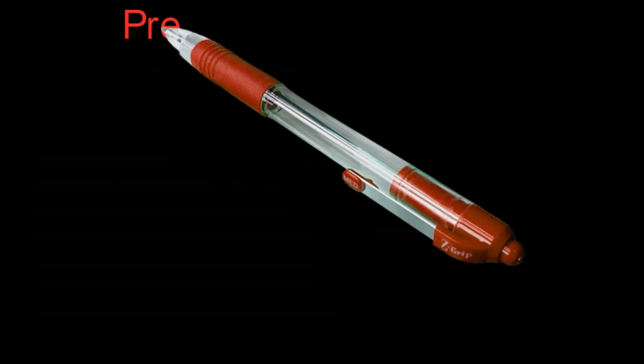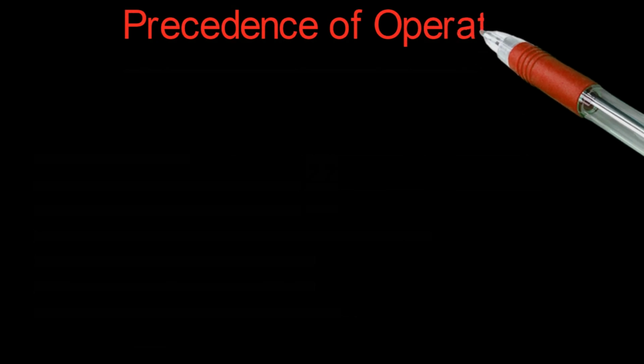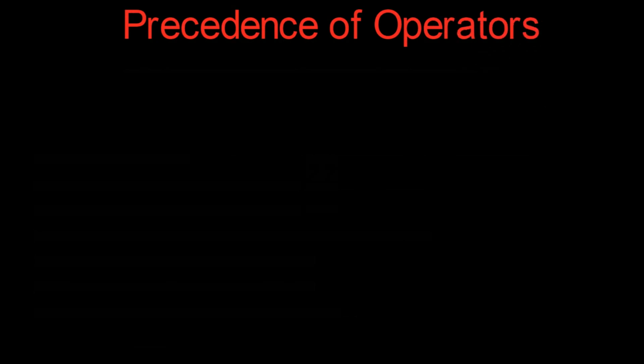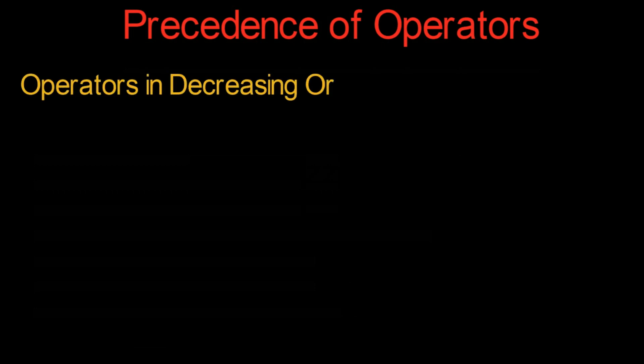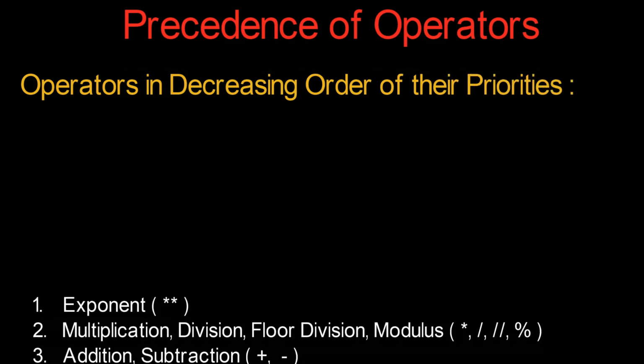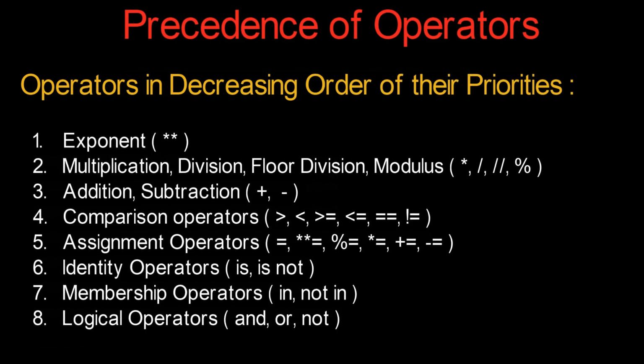Alright, these are all the operators that are present in Python. Let's look towards their precedence, which means that when multiple operations are performed together in a compound statement, which operator will execute first. It is similar to BODMAS or PEMDAS in mathematics. So we can list the operators in decreasing order of the priorities. First is exponent. Second, we have multiplication, division, floor division and modulus. These all have the same priority. Thirdly, we have addition and subtraction.